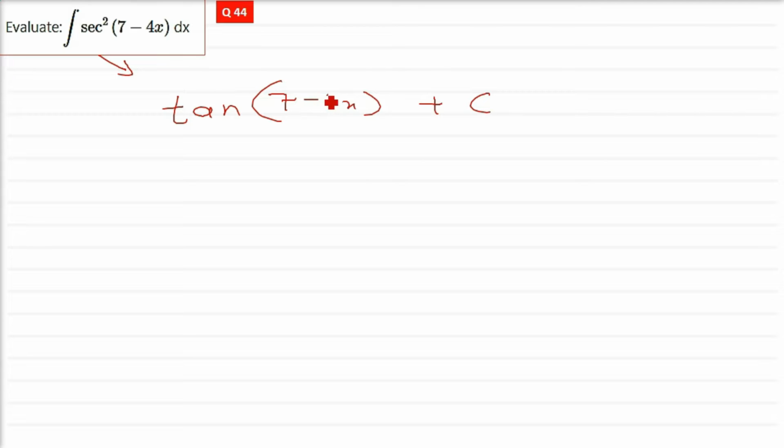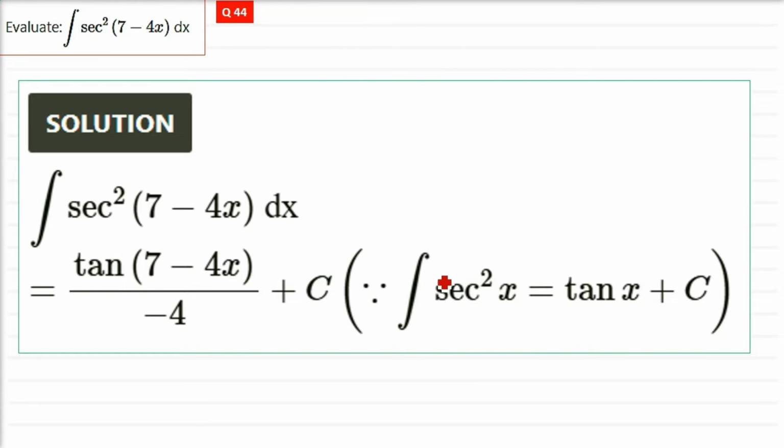But after that you have to differentiate this 7 minus 4x, and the differentiation of 7 minus 4x will give us negative 4. So this will be negative 4 only left, and that needs to be divided. So we divide by negative 4 and that's the final result. Only a one step answer, because the integration of sec square x is directly tan x. This is from where we derive it.